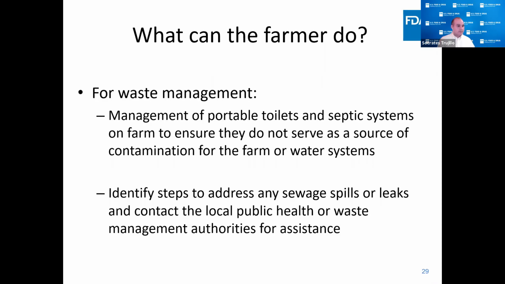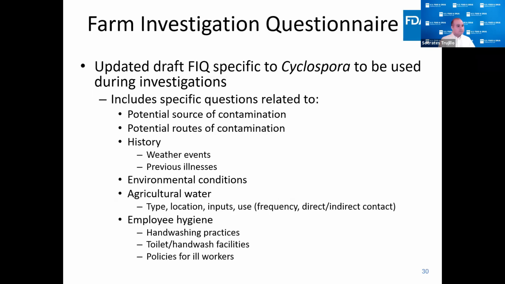With waste management, make sure that the farmer knows where these toilets are being cleaned and properly sanitized, where is the waste being eliminated, what's happening to it. And again, we need to make sure that there is a plan to reduce the likelihood of sewage spills or leaks. And if there's any, to make sure that the sewage spill or leak doesn't end up on the sources of water or on the produce itself.